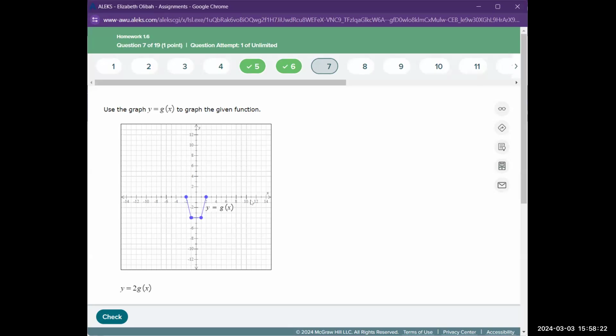And what do they want me to do to it? Multiply by 2 on the outside. That's what that means when they have the 2 outside of the g of x. So they're basically telling me to multiply my y values by 2. So what would that do?